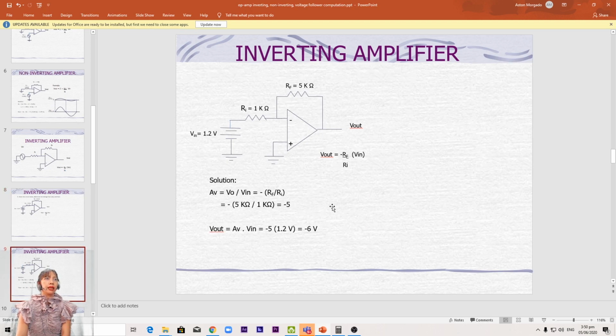Okay, next, this would be the solution. For the voltage gain, V out over V in is equal to negative RF over RI, so negative 5K over 1K, so we have negative 5. V out is AV times V in, so negative 5 times 1.2. You shall have an output of negative 6 volts. If you're going to use a VOM, you should be able to measure negative 6 volts here at the output.